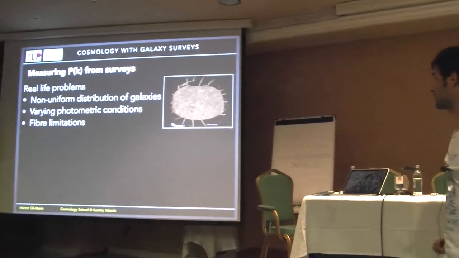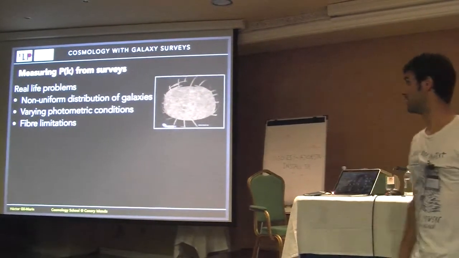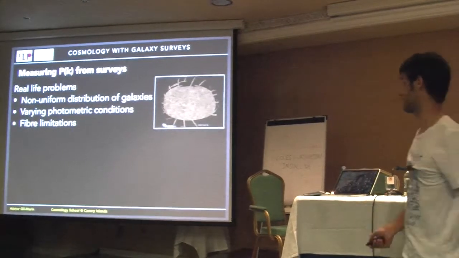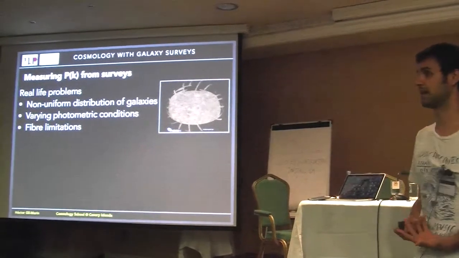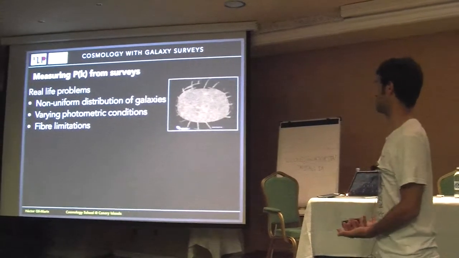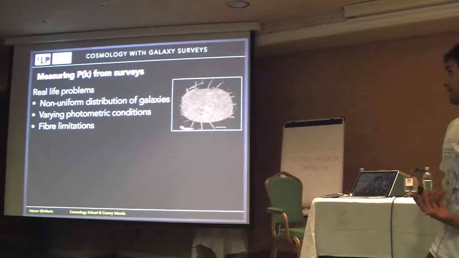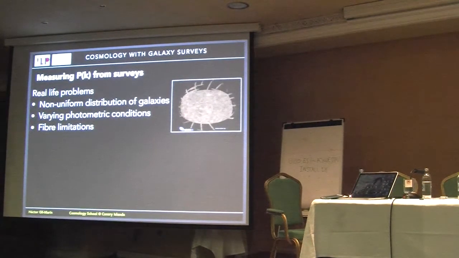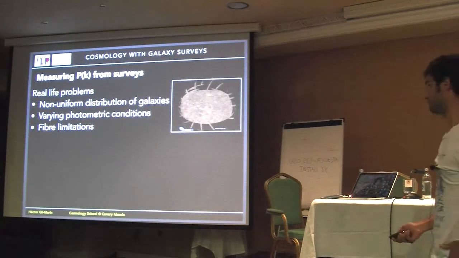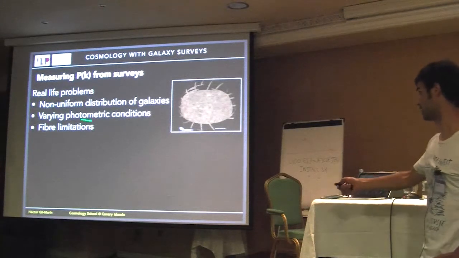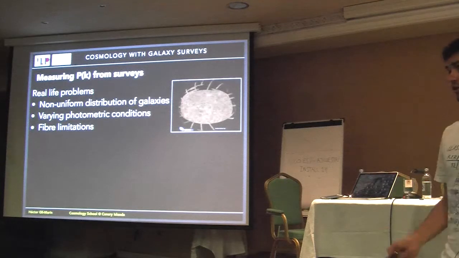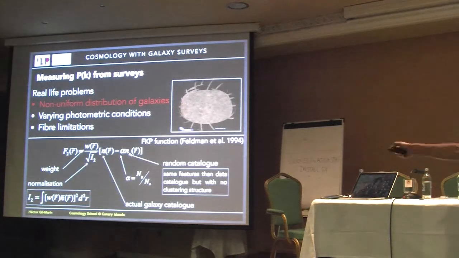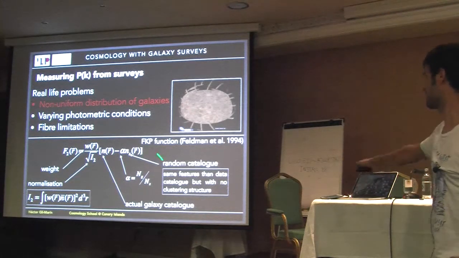So, real-life problems of cosmology: we measure P of k from redshift space, listed here in a bit. Basically, it's a non-uniform distribution of galaxies. Because the distribution of galaxies is not uniform, we cannot just directly measure the power spectrum as if we had a periodic box. There are other things, like how the photometric conditions vary across the survey or the fiber collisions, that I'm not going to go into detail about. So how we deal with the first thing is through the FKP estimator.